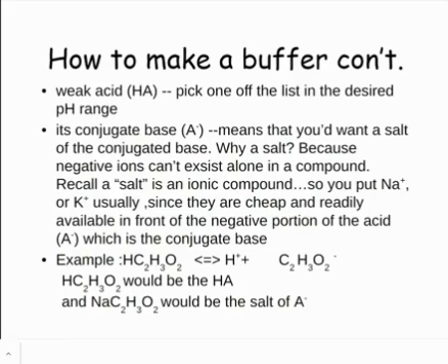So let's say we took acetic acid. Acetic acid is a weak acid because it's not one of our 6 strong acids. Its conjugate base is the acetate ion. So I would pull acetic acid off the shelf, and I would pull sodium acetate or potassium acetate and make that into my buffer system.